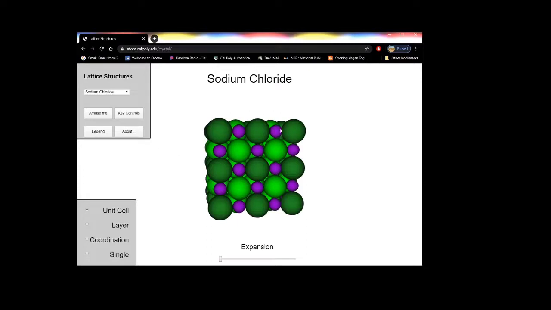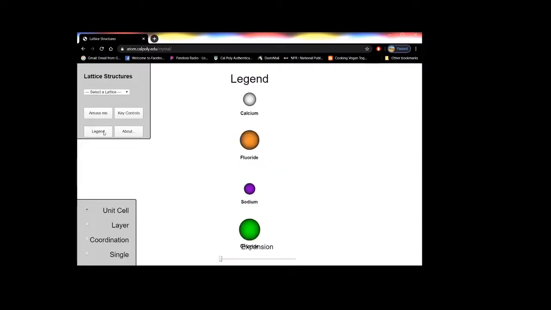When we're looking at these mixed compounds, one of the important things for this is this legend button over here. This is where it tells us what the different things are. So the white spheres are calcium, the kind of mustard orange spheres are fluoride, the purple spheres are sodium, and you can't see it very well there, but the green spheres are chloride.